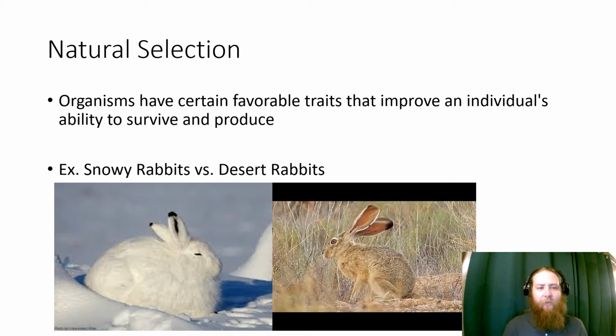All right, natural selection. This is another big topic. In natural selection, organisms have certain favorable traits that improve their ability to survive and reproduce. For this example, we're looking at the difference between snowy rabbits and desert rabbits. These are both rabbits. They're very closely related organisms. But the snowy rabbit has a vastly different set of skills than the desert rabbit to survive in his environment.